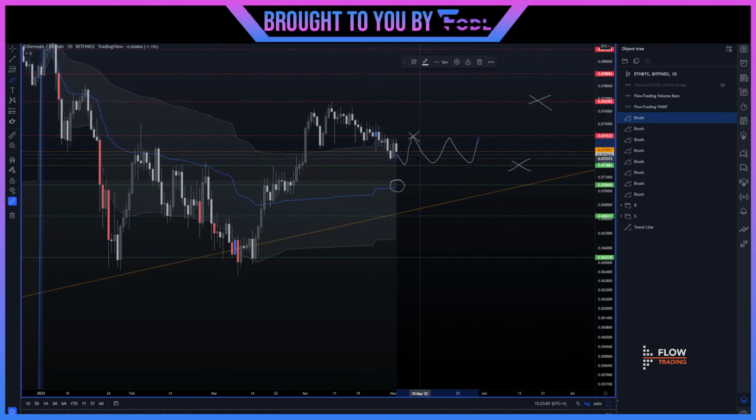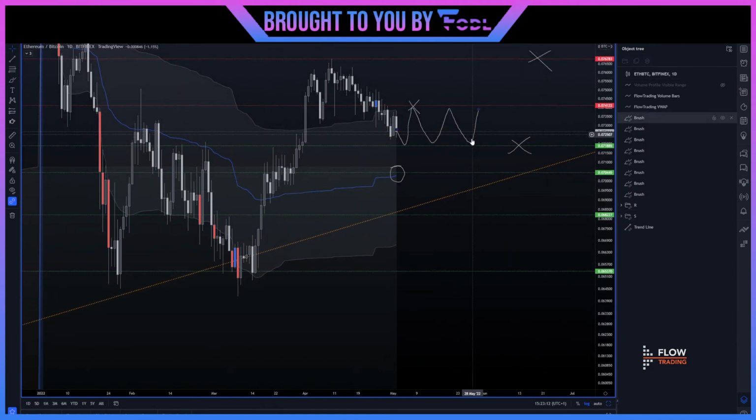At the moment, we will range until proven otherwise, and I'm not sure how significant this orange line will be, because at the moment it's not being respected. So in fact, I'm going to take it off. Okay, so I think that we rotate between, let me just take these brush marks off again, just to make this a little bit more simplified. Okay, so this is support, this is resistance.